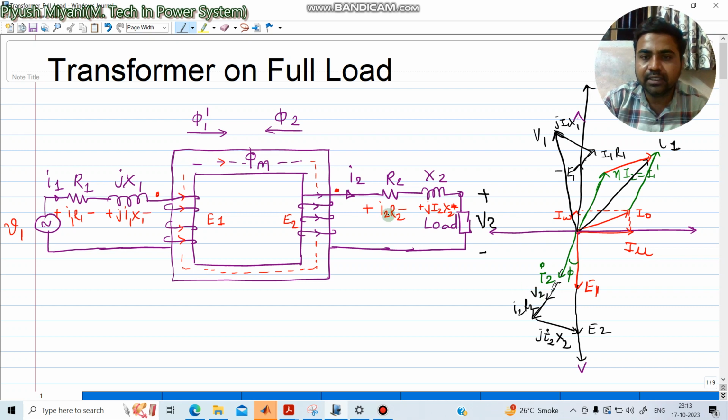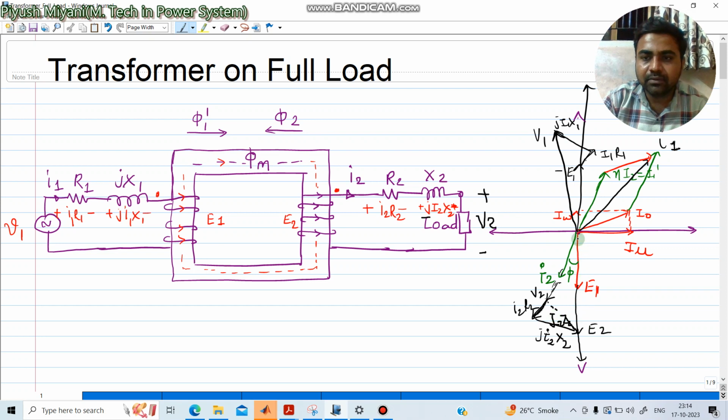Now as you know, there will be a drop across R2, which will be I2 R2. This is that particular drop, and this j I2 X2 is the drop due to leakage reactance X2. As j indicates 90 degrees, this drop will be 90 degrees compared to I2 R2. If you take the phasor sum of this, it will give you I2 Z2, and if you sum up V2 and I2 Z2, this will give you E2.